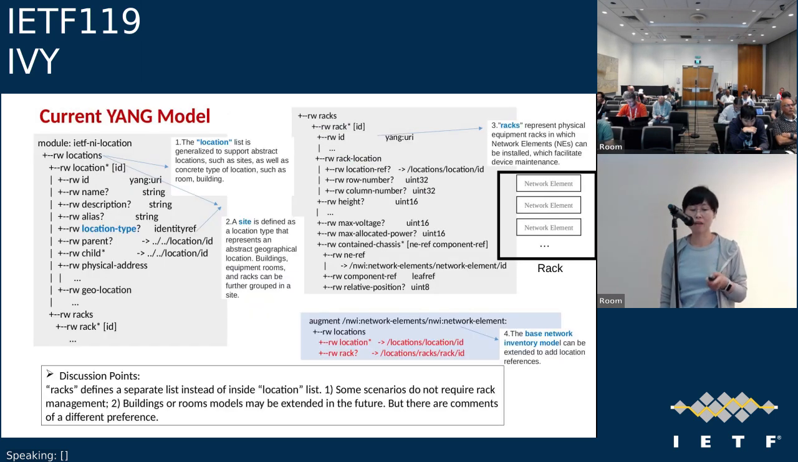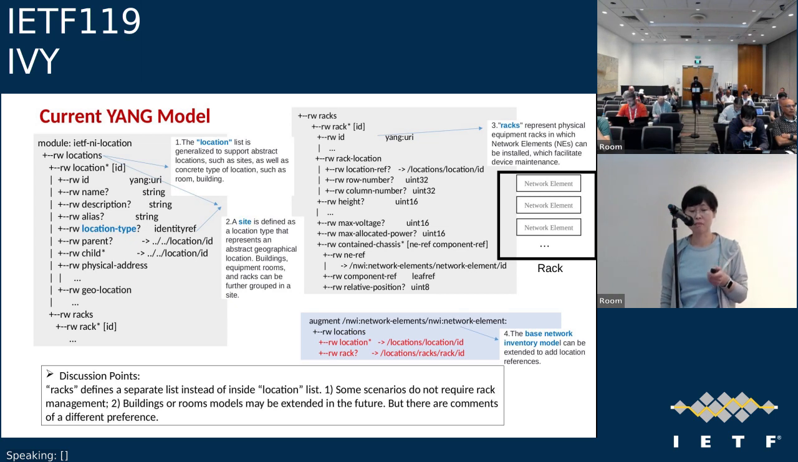So what do we have in our network inventory location model? There are three major parts. The first is the location list. It is a quite general list that can be a generalized site, a building, or a rack, or some room. This can all be generalized in this location list. And this location list can also have some physical address and geolocation information with it. So then the location can have complete information.